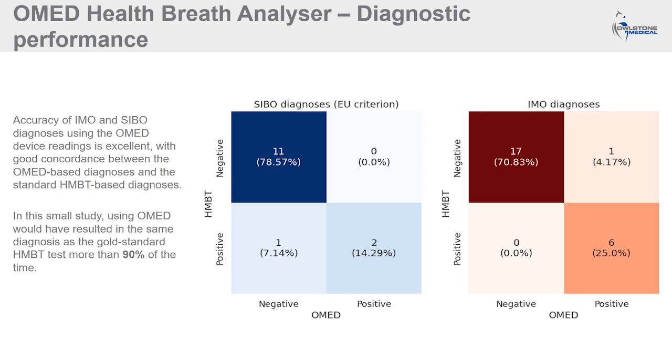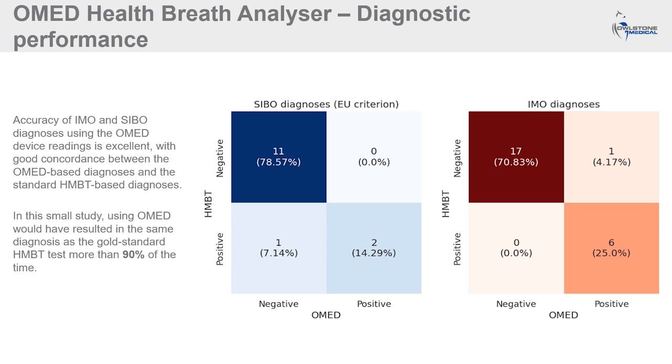Bottom left are false negatives, and top right are false positives. From these results, we can calculate that OMED is more than 90% concordant with the gold standard HMBT when making SIBO and IMO diagnosis. We are planning to replicate these results in a separate, larger study very soon.